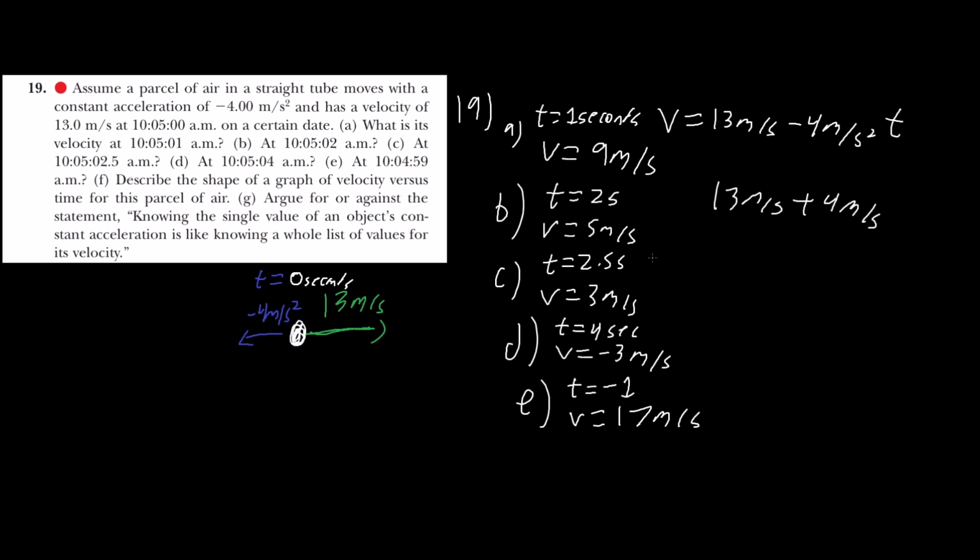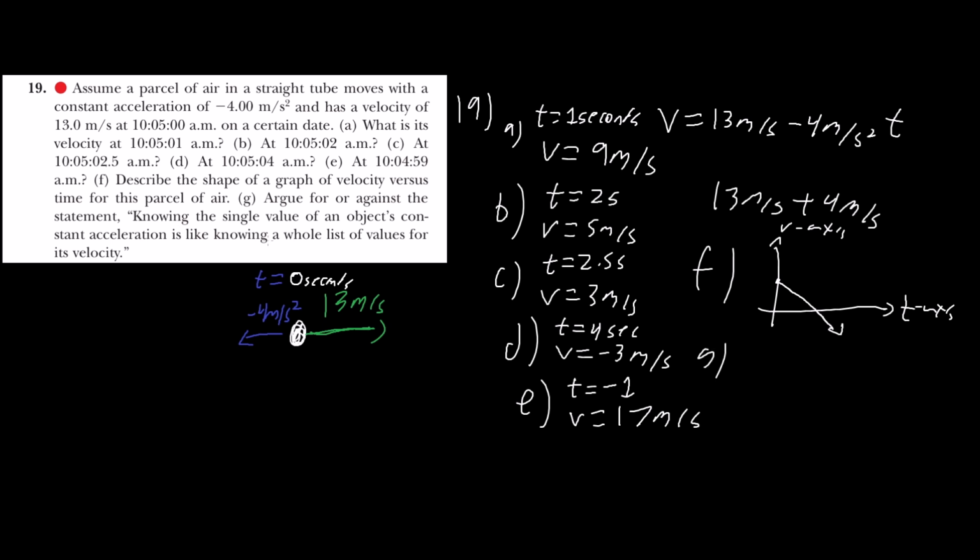And part F: describe the shape of the velocity versus time graph. Well, it's really just this equation. If you plot that equation, this is going to be the t-axis and this is going to be the v-axis, however you want to model it. The initial velocity when t equals 0 is going to be 13 meters per second. It's going to have a negative slope that goes straight down like this, crossing zero between 3 and 4 seconds. I hope this is starting to be very clear to you guys.